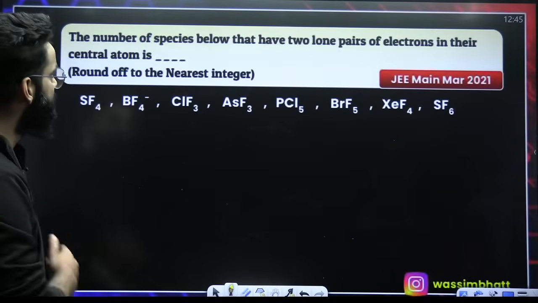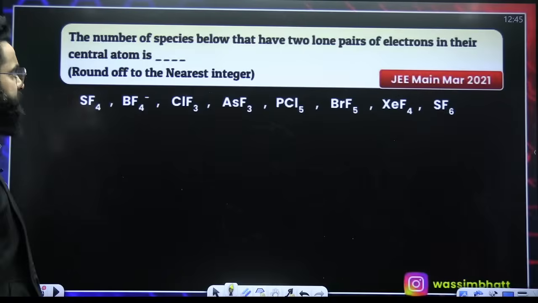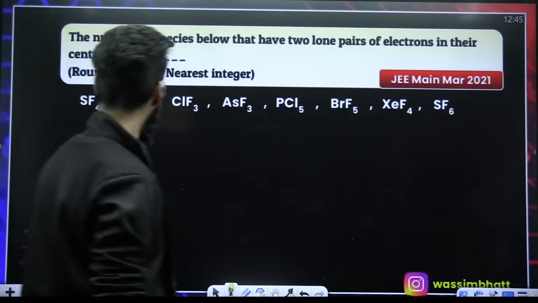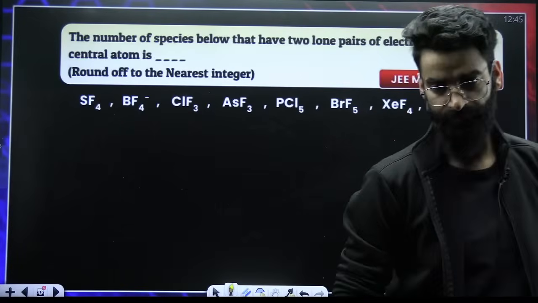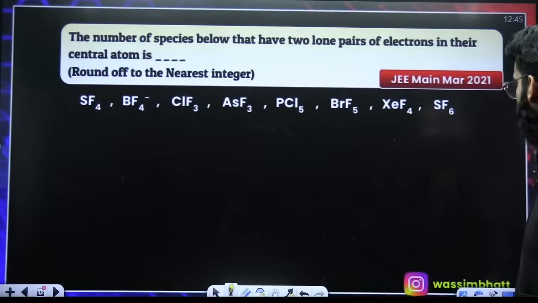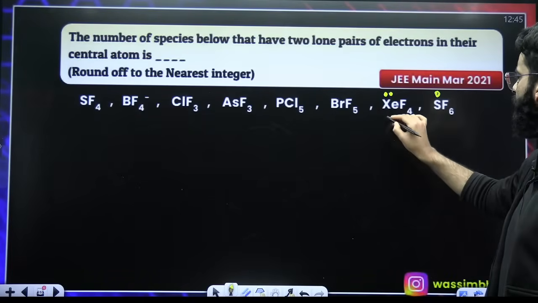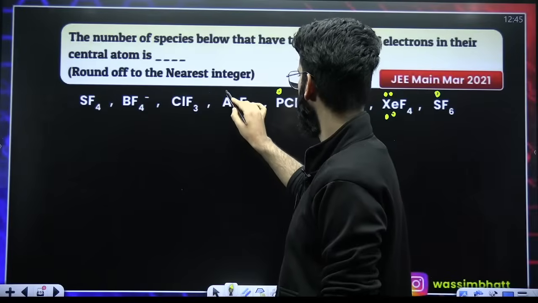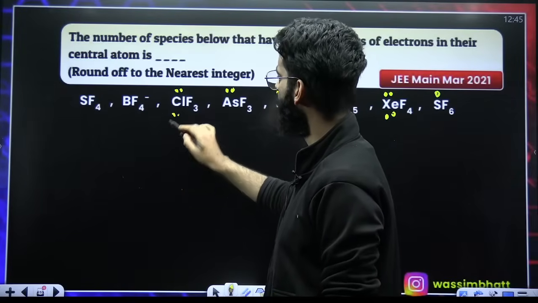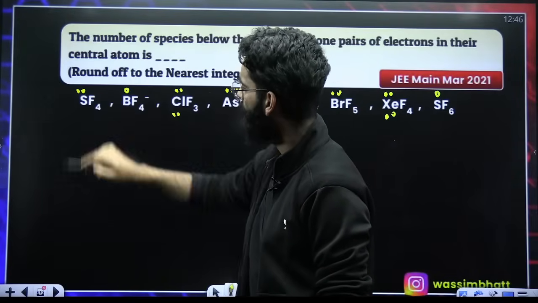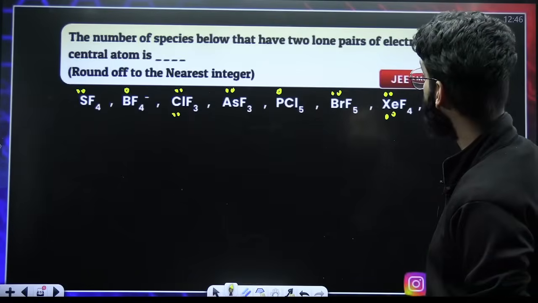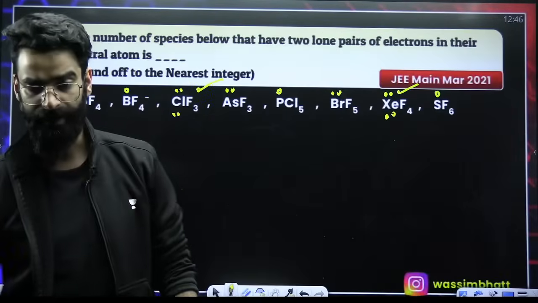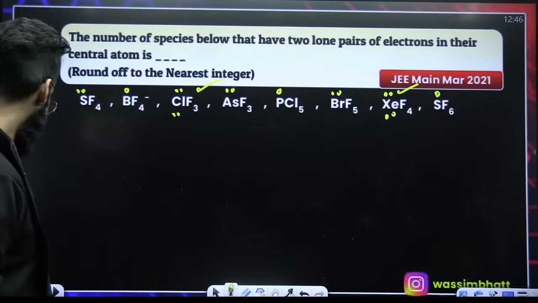The number of species below that have 2 lone pairs of electrons in their central atom. SF6, no lone pair here. 2 lone pairs, 1 lone pair, 0 lone pair, 1 lone pair, 2 lone pairs, 0 lone pair, 1 lone pair. The number of species having 2 lone pairs: here you have got 2 lone pairs, here you have got 2 lone pairs. So answer is 2 only.